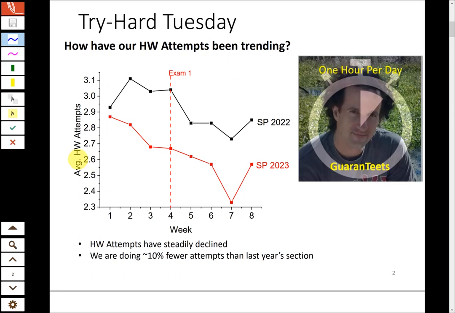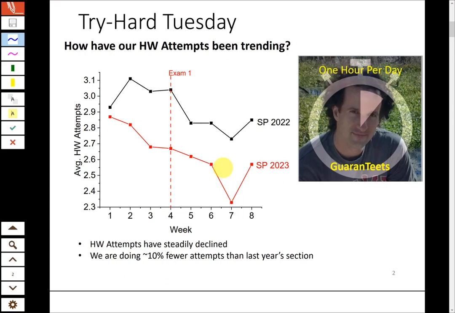And what you can see is that last year and this year, there's sort of a downward trend as the semester goes on. There's a dip at spring break. That's what that little dip is. And we are a little bit lower, about 10% lower than what the class last year was. So I guess you guys are less enthralled by the homework assignments than they were a year ago.